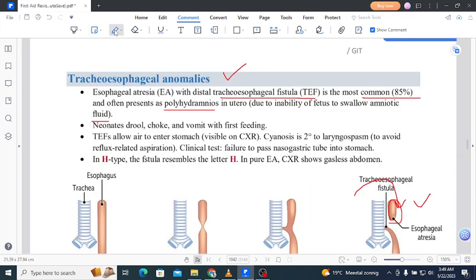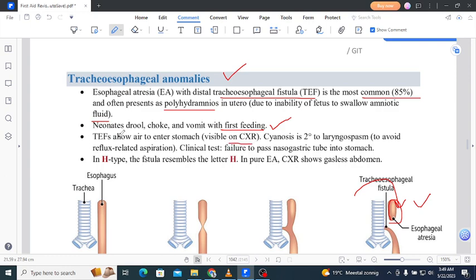So here you can see that the neonates drool, choke and vomit with the first feeding, and this tracheoesophageal fistula becomes very evident early on in life when the mother tries to feed the baby and the baby starts drooling, and then you try to pass a tube inside the baby, and the tube cannot be passed. So the problem is with the tracheoesophageal fistula. The tracheoesophageal fistula allows air to enter the stomach, visible on chest X-ray.